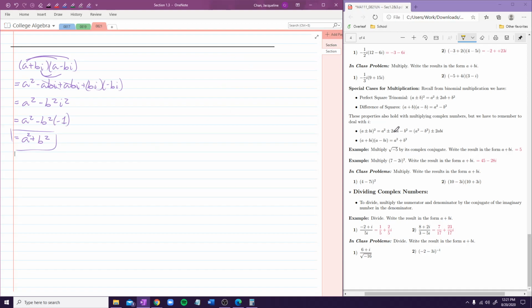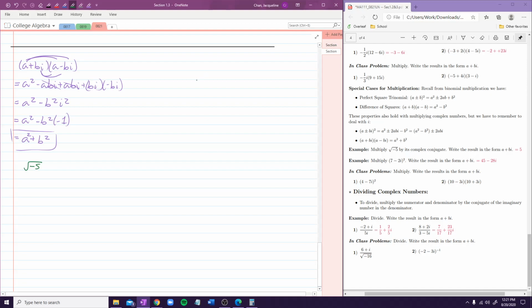Okay? You don't have to memorize these, but I promise you, if you learn these formulas, it'll make your life so much easier instead of having to FOIL everything all the time. All right? So let's do an example. Okay, our example says multiply the square root of negative 5 by its complex conjugate and write the result in the form of a plus bi. So, question for you, what is a complex conjugate?